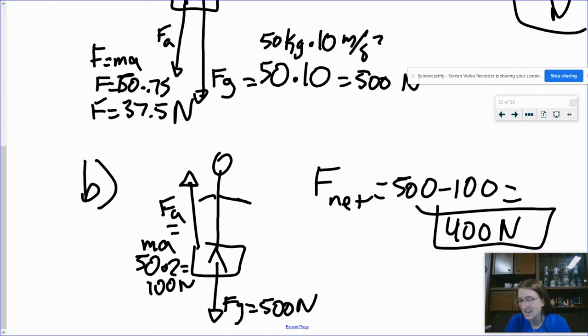Hopefully that makes a little bit of sense. Again, if you have access to an elevator, take a scale in there and try this. You'll see how it works.